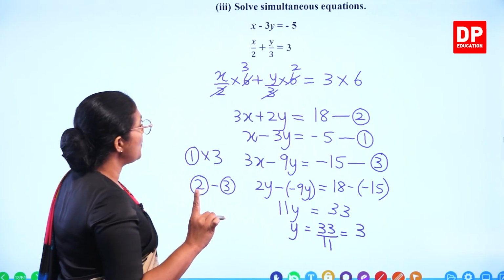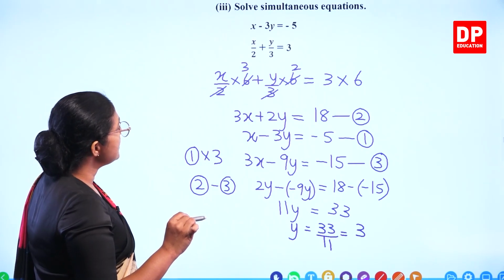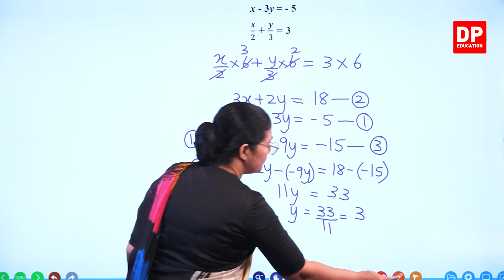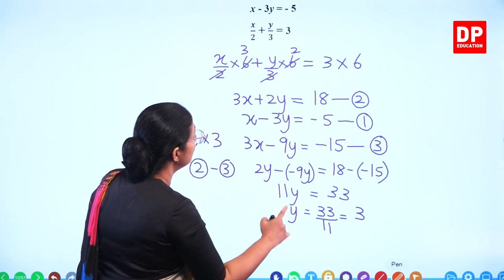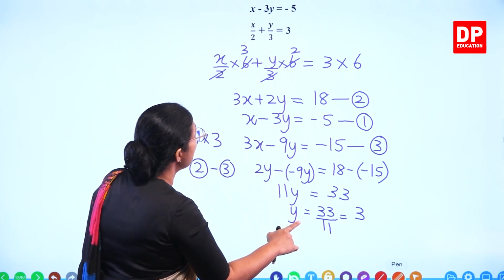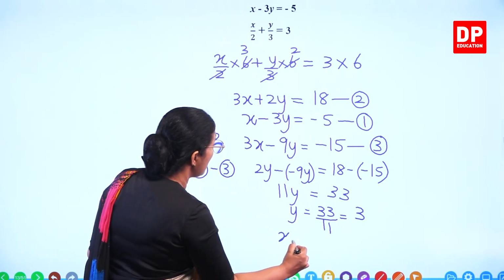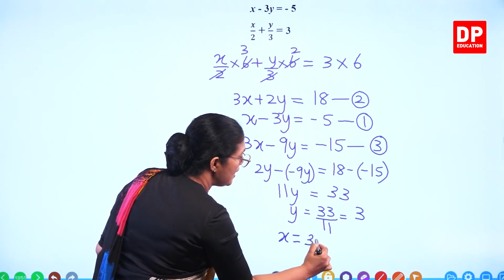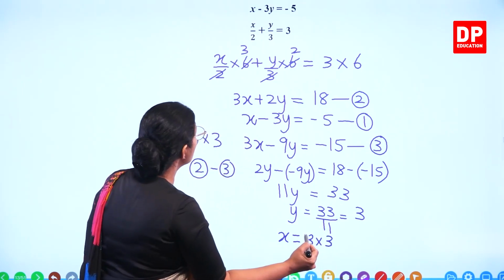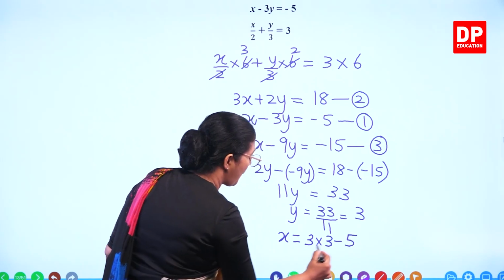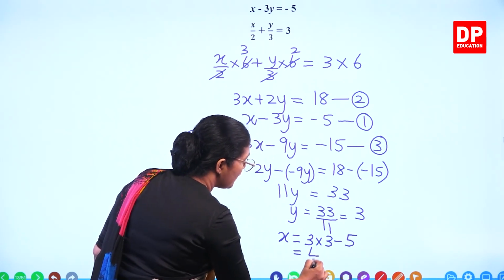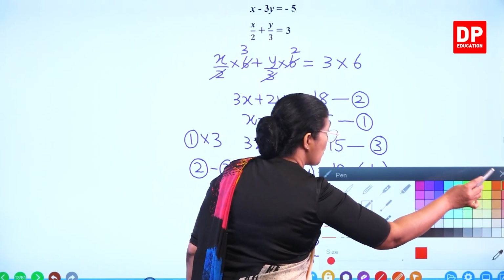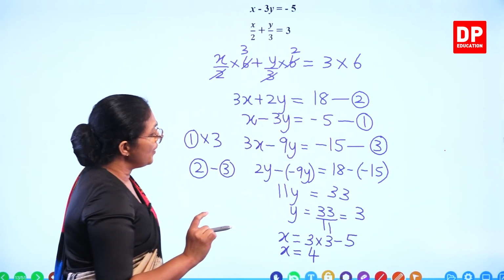So what about the x value? Which one is the easiest? We'll take the first equation, substitute y equals 3 there. X becomes minus 3y, you can take it to the other side. 3y, that means 3 times 3 minus 5. 9 minus 5, that's 4. So x equals 4 and y equals 3.